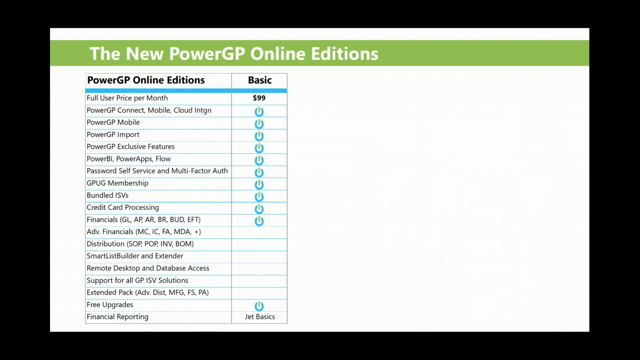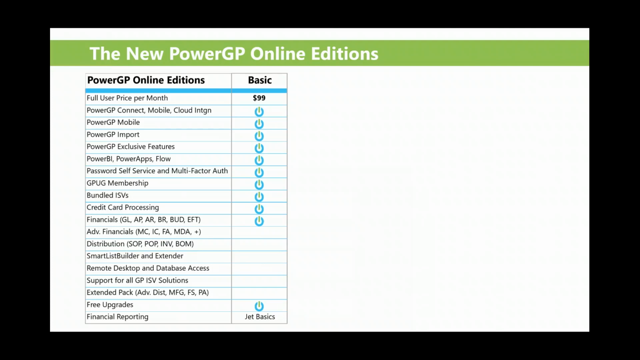Okay, so now I'm going to talk through the editions. We have four subscription editions, and then we have one where you bring your own license. So this first edition is $99 per user per month. It includes all the stuff I already showed you with Connect and mobile and import and all of that. But you also get GL, accounts payable, receivables, bank rec, EFT. And that's it. So it's super simple.